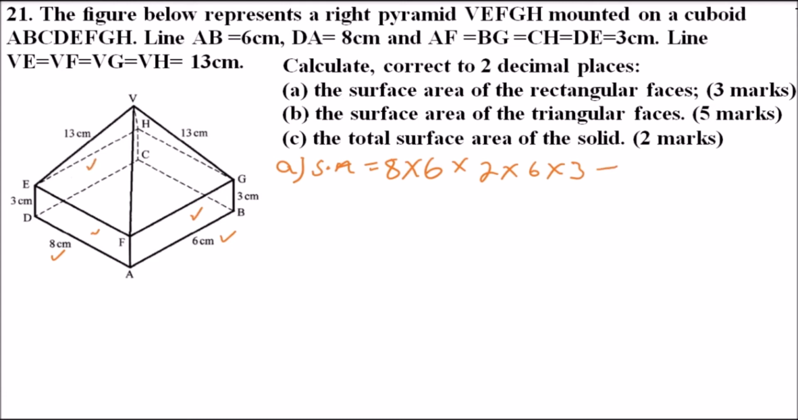Then plus, this is supposed to be plus, not times. So that is plus. Then you say plus, we take care of this: 2 times 8 times 3. So this side, that side, and the other side. When you work that out, you get 48 plus 36 plus the other one, 48, and when you add all of them, you get 132 centimeters squared.